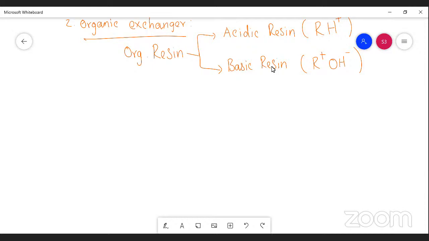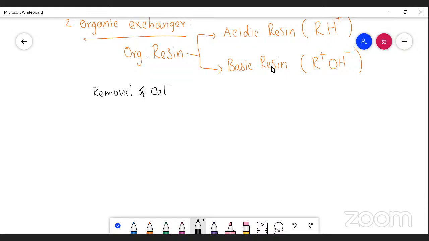So how will you remove the cation? Removal of cation by organic resins. How to remove the cation by organic resins? What is the cation which causes the hardness? That is Ca2 plus.